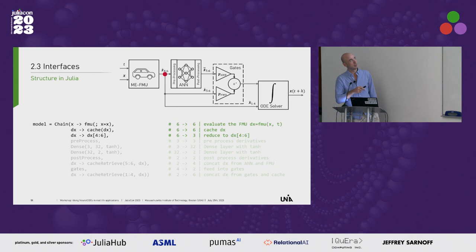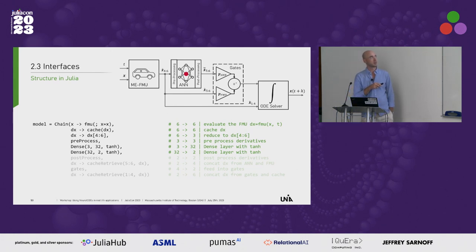We reduce our vector dx to hold only the elements 4, 5, and 6. These are the vehicle velocity, vehicle acceleration, and vehicle consumption that we want to push further into the ANN. We have our pre-processing layer, which does this linear transformation, and the final artificial neural network, which you can see is very, very small. It's only a dense layer with 3 inputs and 32 outputs, and the same back, but in this case only with 2 outputs, because we only want to manipulate acceleration and consumption, not the velocity, because of the order of the ODE.